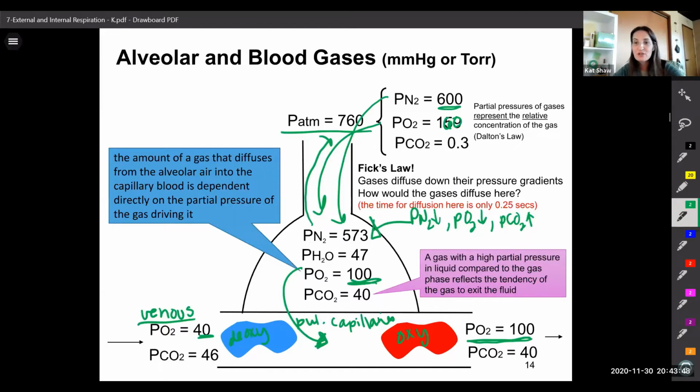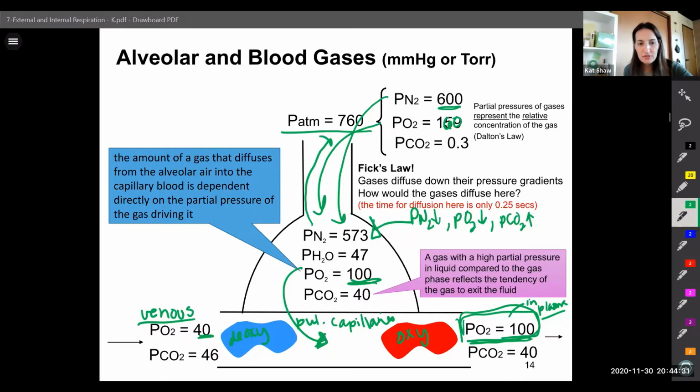But keep in mind, this measurement itself would be what we're measuring in terms of the partial pressure in the plasma. Right? It doesn't tell us anything about what the hemoglobin is holding. To get that information, we actually have to measure hemoglobin concentration, right? And assume that we have full saturation of that hemoglobin, something that we'll talk about later. But what this represents is the pressure in the plasma. Same is true of the other gases here.